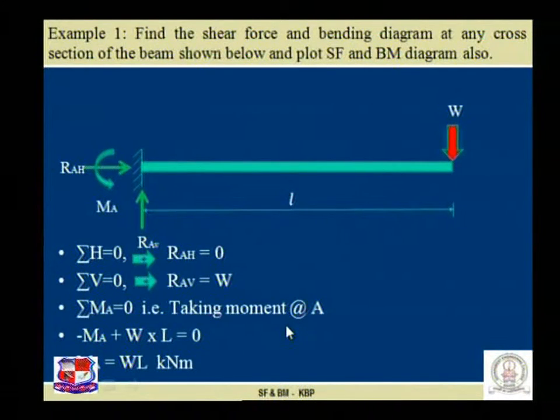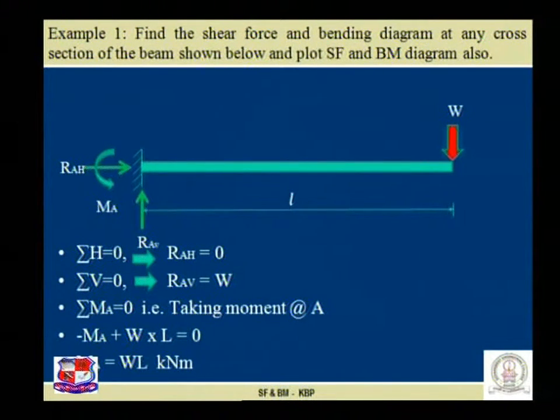Now let us start with the first problem. The given beam here is a cantilever beam. A beam whose one end is fixed and the other end is free is known as a cantilever beam. This beam is subjected to only a single point load at the tip, and our intention is to draw the shear force and bending moment diagram, that is, the variation of shear force and the variation of bending moment along the length of the beam.